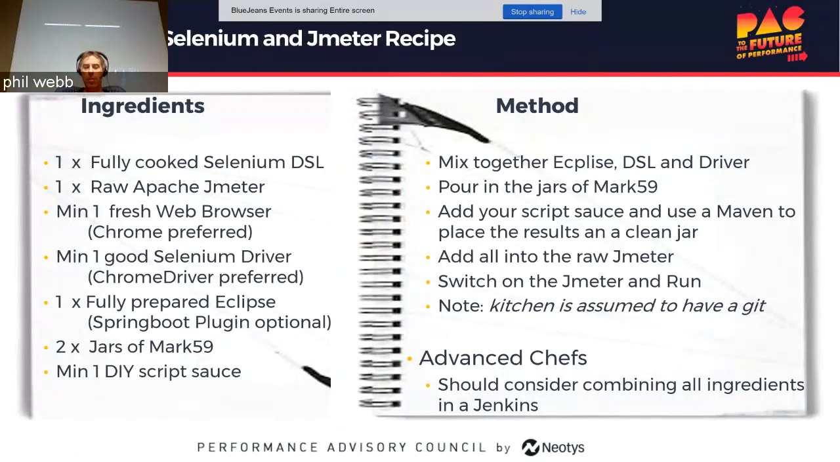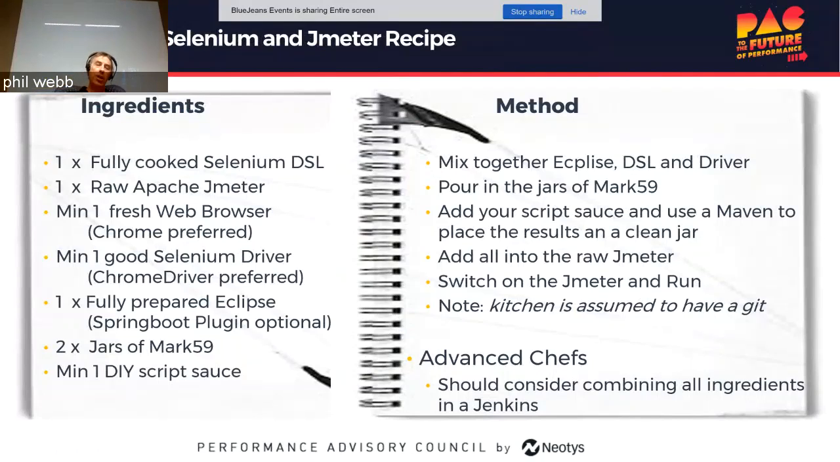Just a few things I want to mention here. I've written fully cooked Selenium DSL. Now, our DSLs have come in two forms. Either we write them ourselves, or we use the existing functional test team's Selenium scripts. So far, conversion of an existing script has been relatively straightforward. We've always found they'll do things like use static web drivers, but it's no big deal to change it to the form that Mark 5.9 needs, which is a Selenium driver per thread.